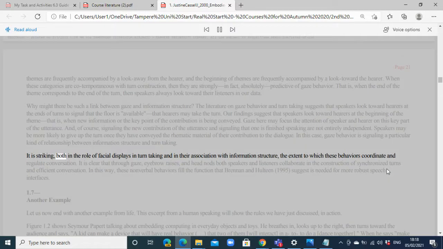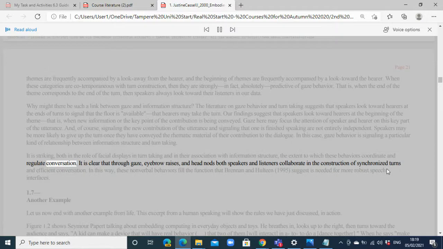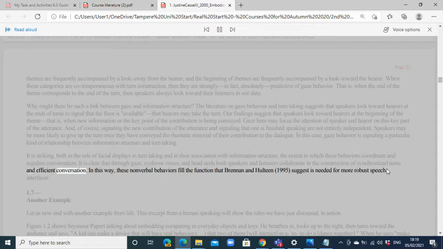It is striking, both in the role of facial displays in turn-taking and in their association with information structure, the extent to which these behaviors coordinate and regulate conversation. It is clear that through gaze, eyebrow raises, and head nods both speakers and listeners collaborate in the construction of synchronized turns and efficient conversation. In this way, these nonverbal behaviors fill the function that Brennan and Hulteen in 1995 suggest is needed for more robust speech interfaces.